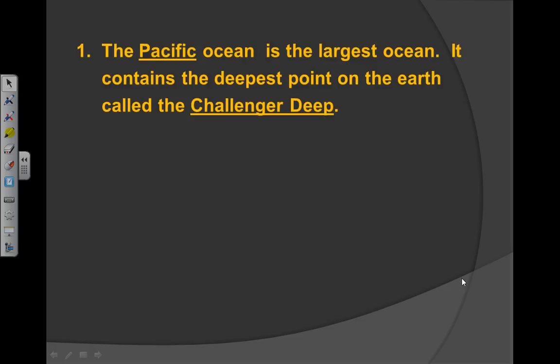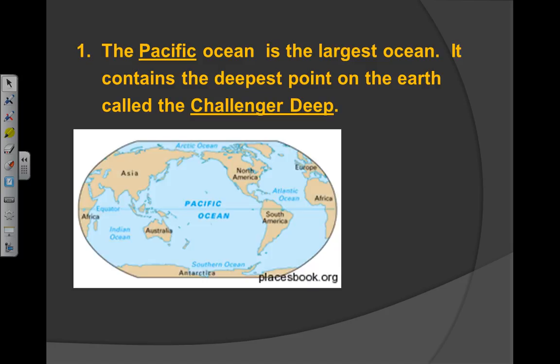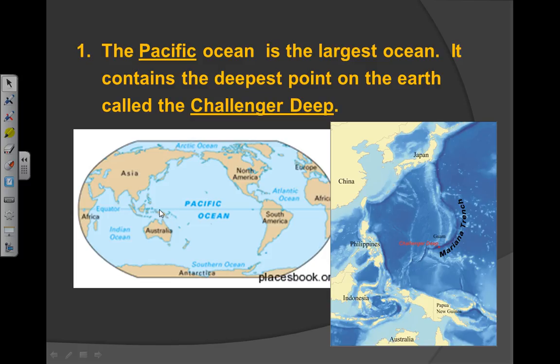Number 1, the Pacific Ocean is the largest ocean. It contains the deepest point on Earth called the Challenger Deep. So if I look at this map, between North and South America and Asia and Australia is the Pacific Ocean. It is the biggest one. And if you look at this diagram, Challenger Deep is located right over here in this area. And this other picture is actually going to show it to you a little better. Here is Japan and the Philippines, and in this area where you see the Mariana Trench, right close to Guam, the Challenger Deep is actually located there in the Mariana Trench.